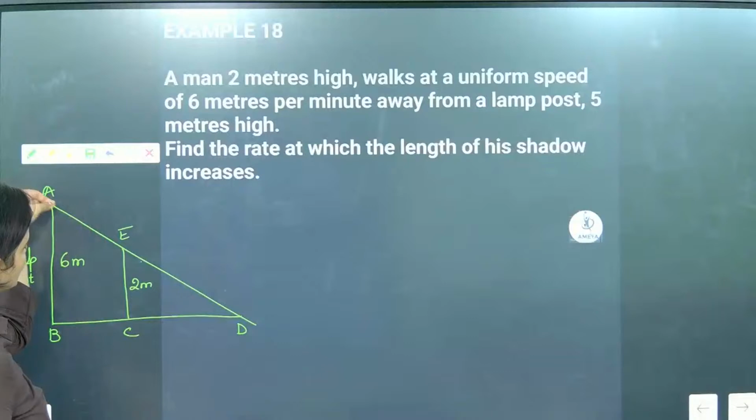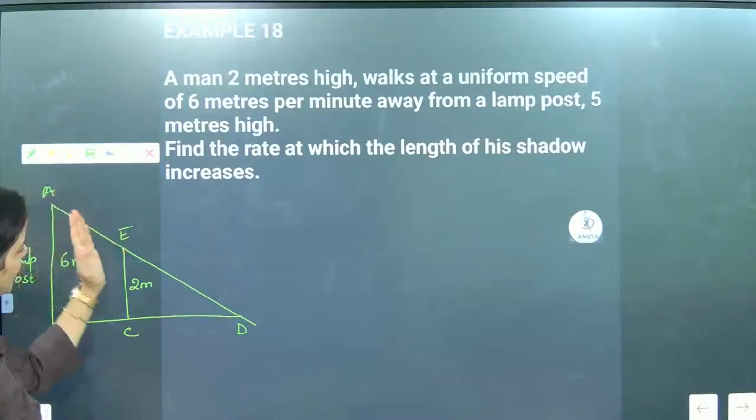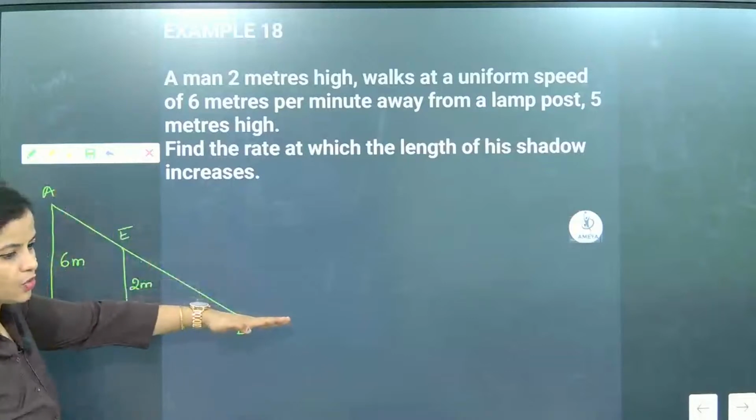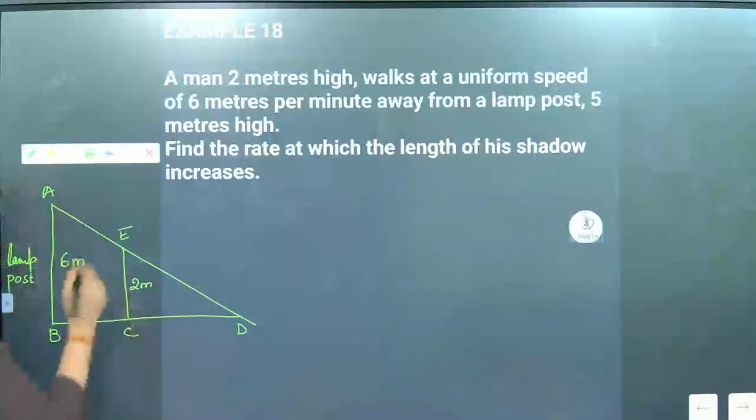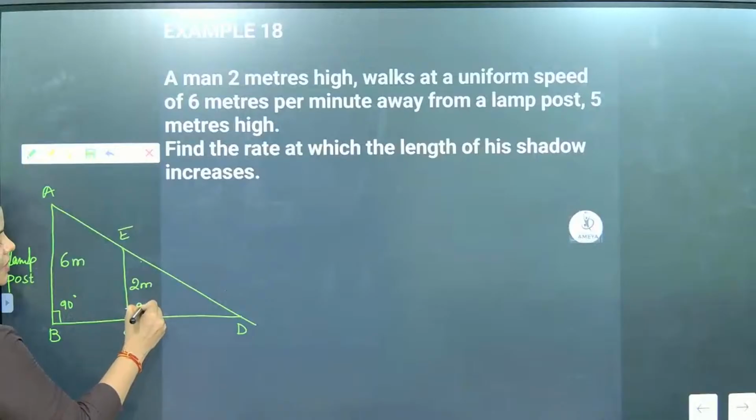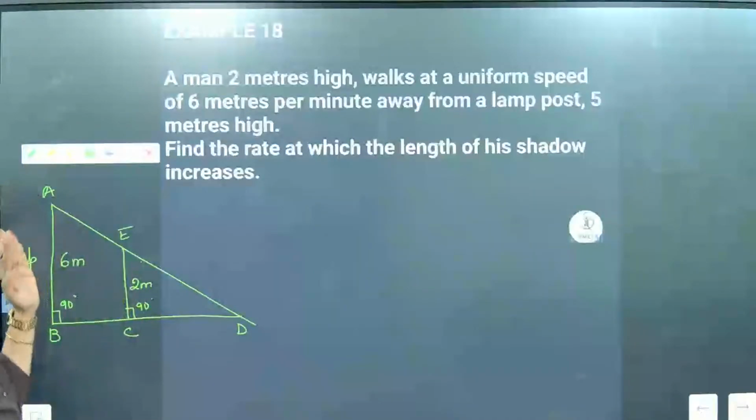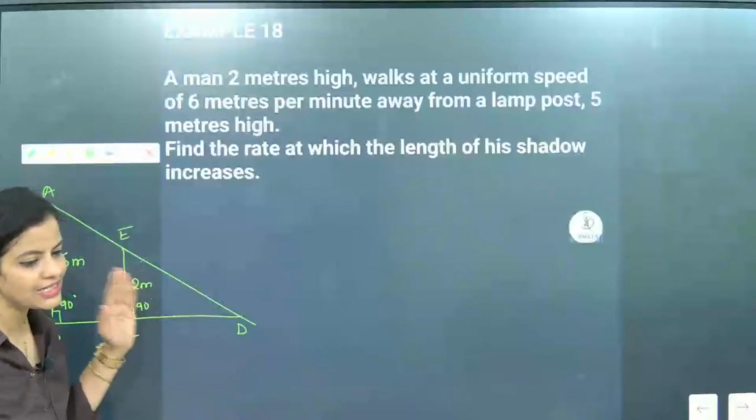So the lamp post light will fall on the head of the man and it will cast a shadow. If the lamp post is standing here, it will make a 90 degree angle here. We will take both the man and the lamp post standing at 90 degrees. Till here it is clear, beta?